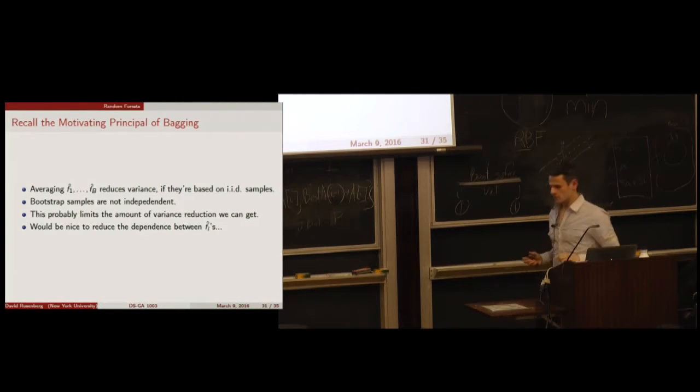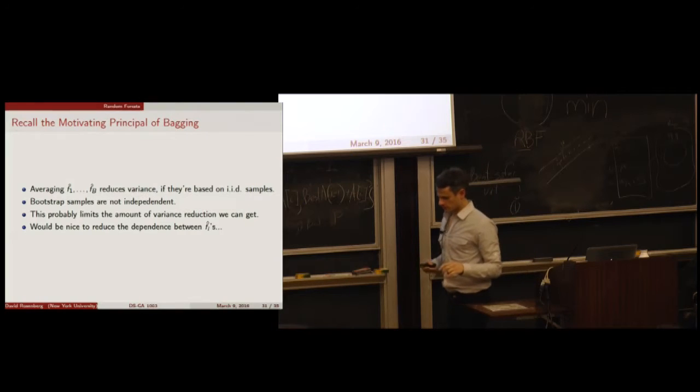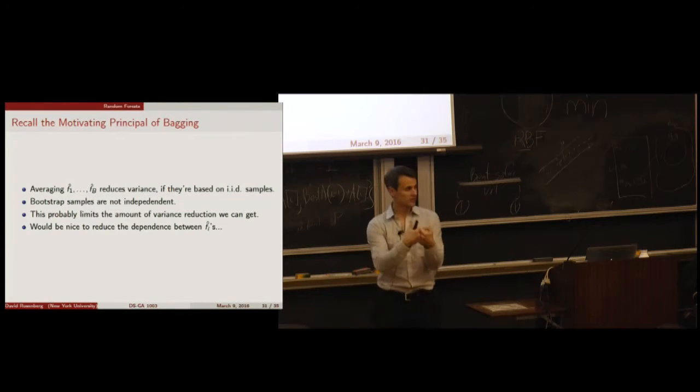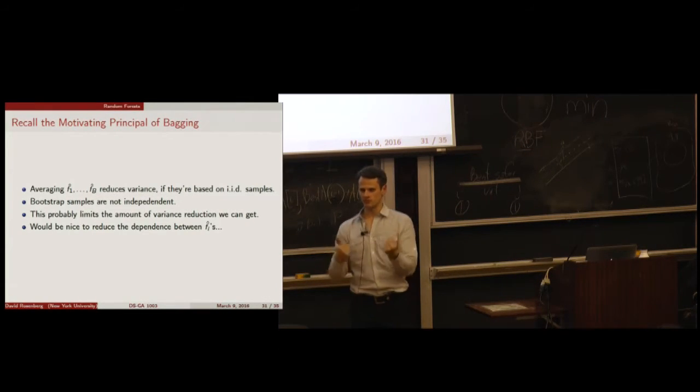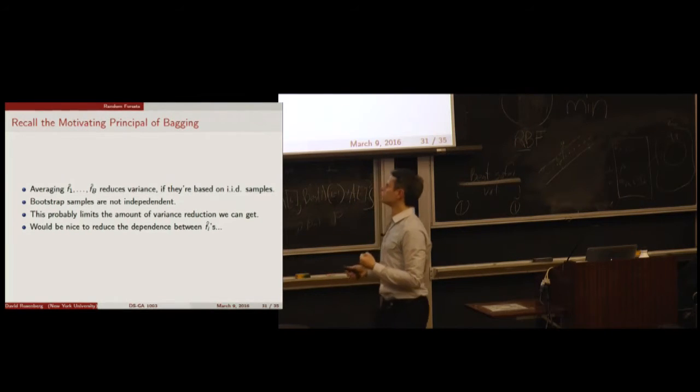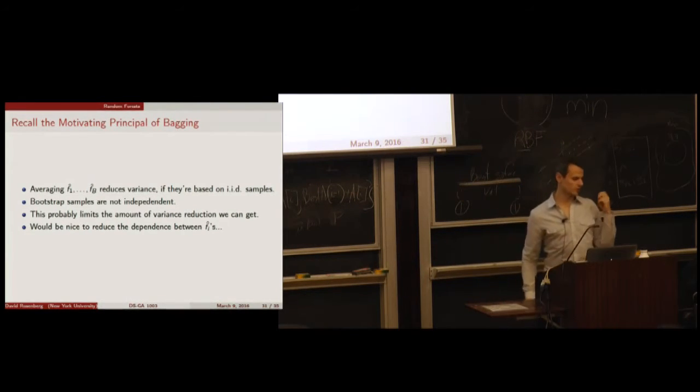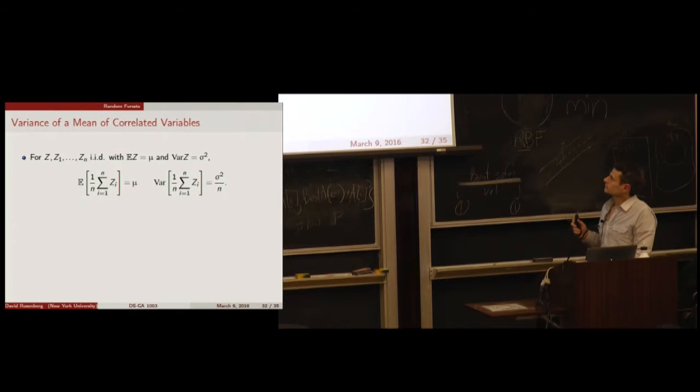So maybe there's something we could do to reduce the correlation, the dependence between the different bootstrap samples. So that's kind of what we're trying to do with random forests. But let's first rehearse this math result to make it concrete. Suppose you have n IID random variables. We've looked at this several times. The variance of the average goes down like 1 over n.